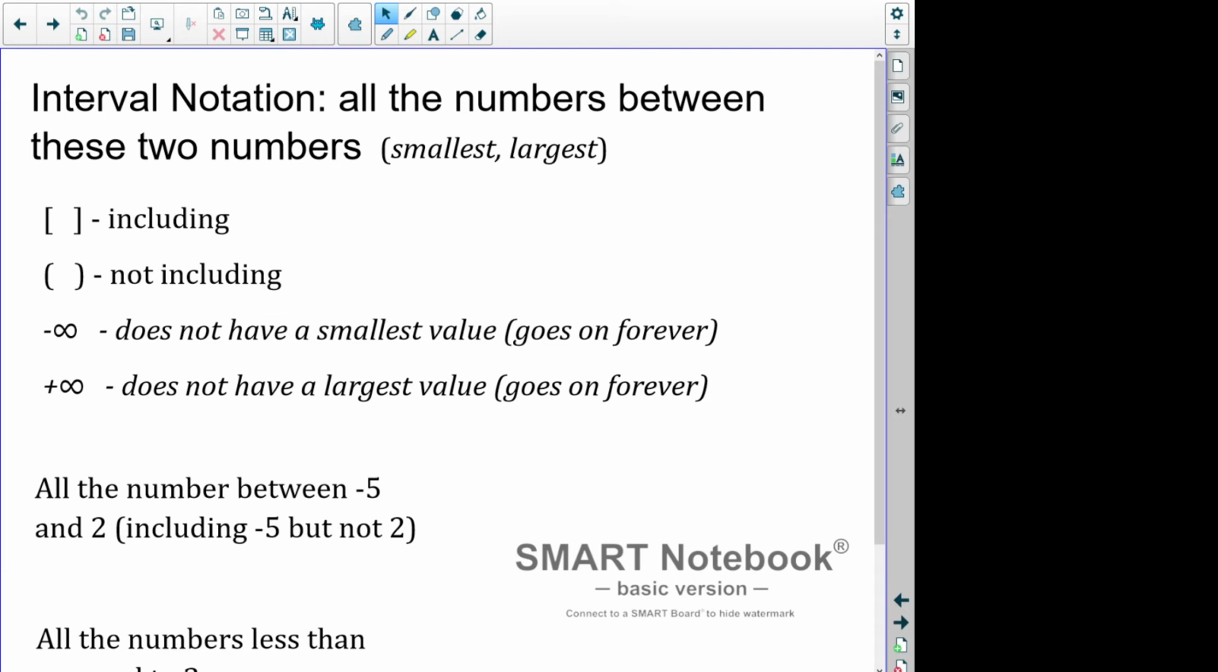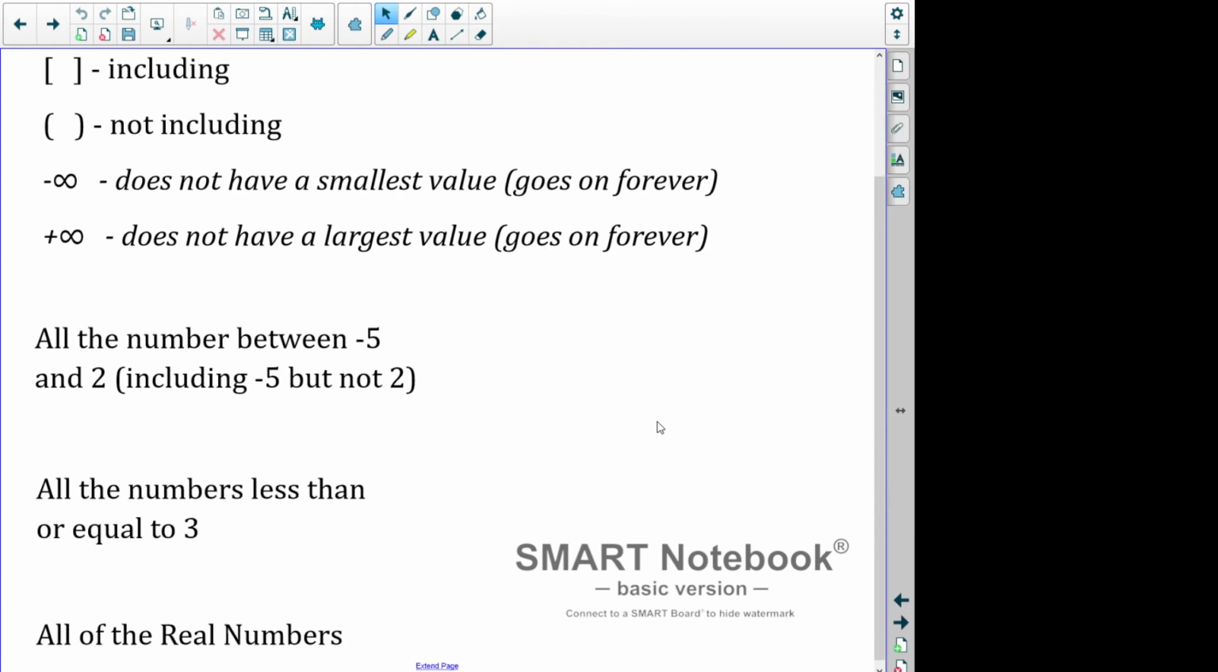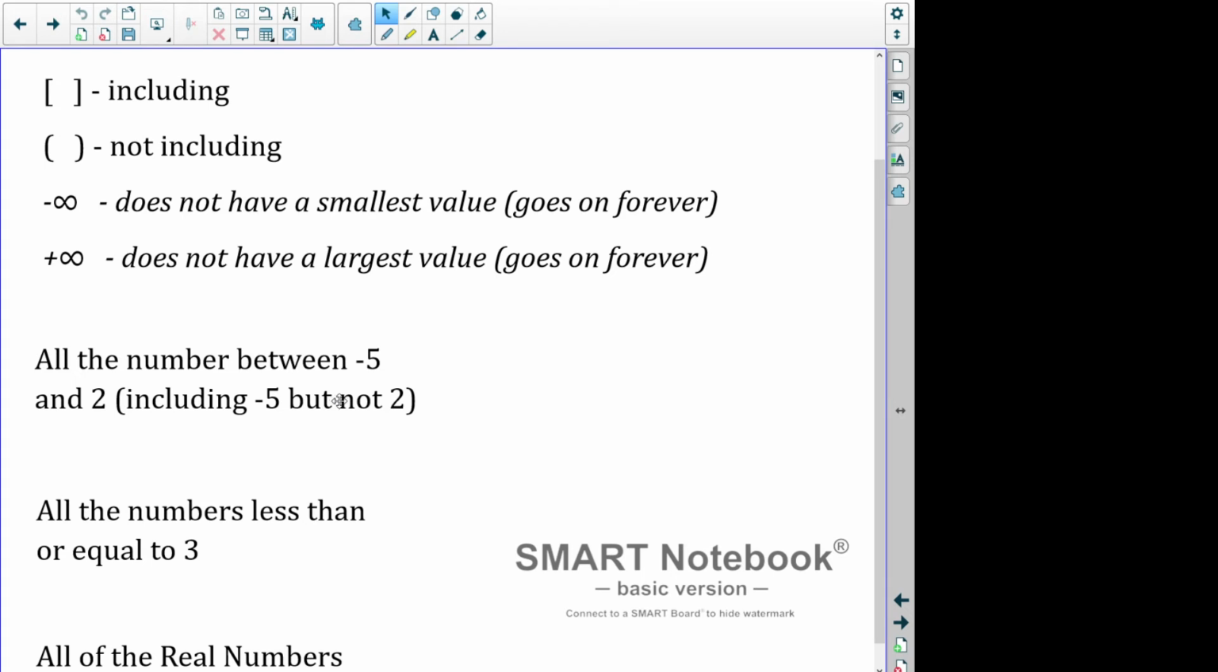So if I say that I'm looking for all the numbers between 5 and 10, say, or actually down here, all the numbers between -5 and 2. Look at that example. The way that we would write that in interval notation is we would say, well, the smallest number this could be would be -5. And the biggest number it could be is 2. Okay, so we go -5, 2.